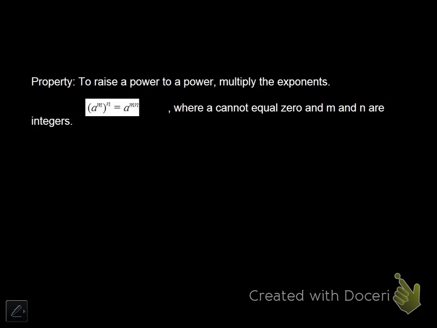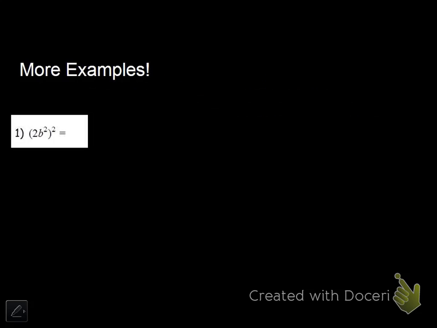Okay, so here's the property. To raise a power to a power, you multiply the exponents. So we're going to have a to the m times n, where a cannot equal 0 and m and n are integers for this. When I say integers, I mean whole numbers, so 1, 2, 3, 4, -6, and so on and so forth.